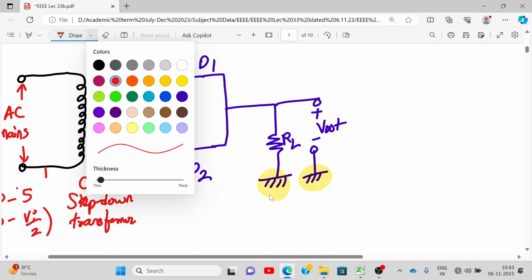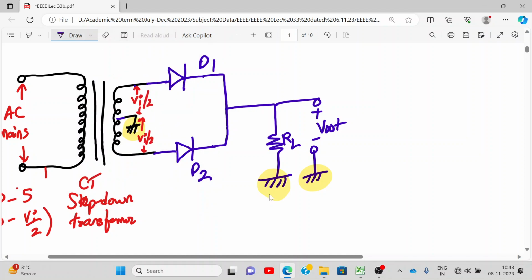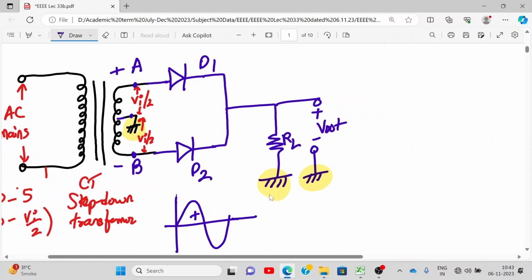So during the positive half cycle, let me mark over here this is point A, and we can call this point B. During the positive half cycle of the AC input, what is A at? Positive, right? Here it is positive, here it is negative. So tell me which diode will be on. The input over here is a positive half cycle like this. My point A is positive and point B is negative. So which diode is on?